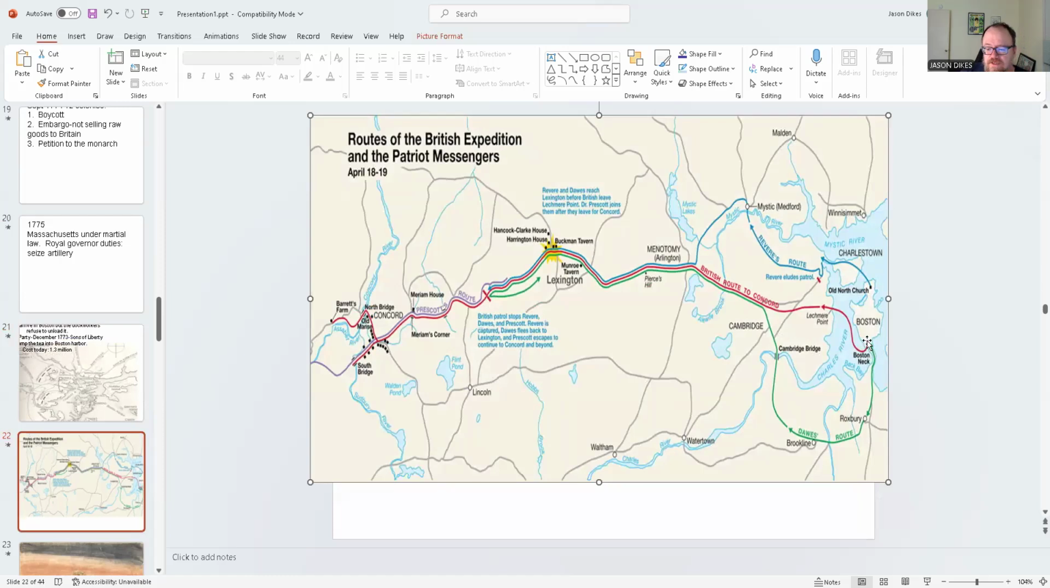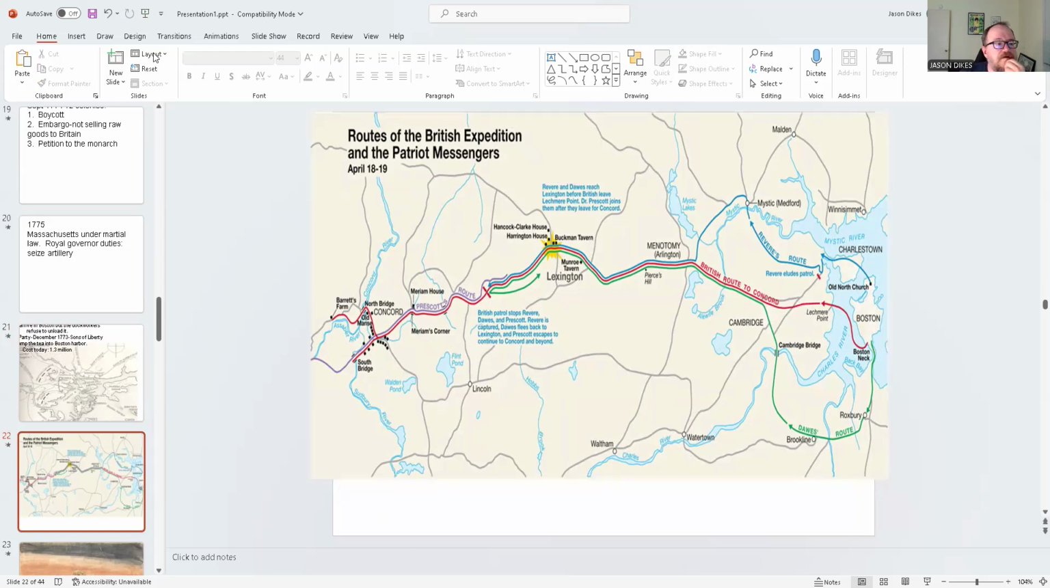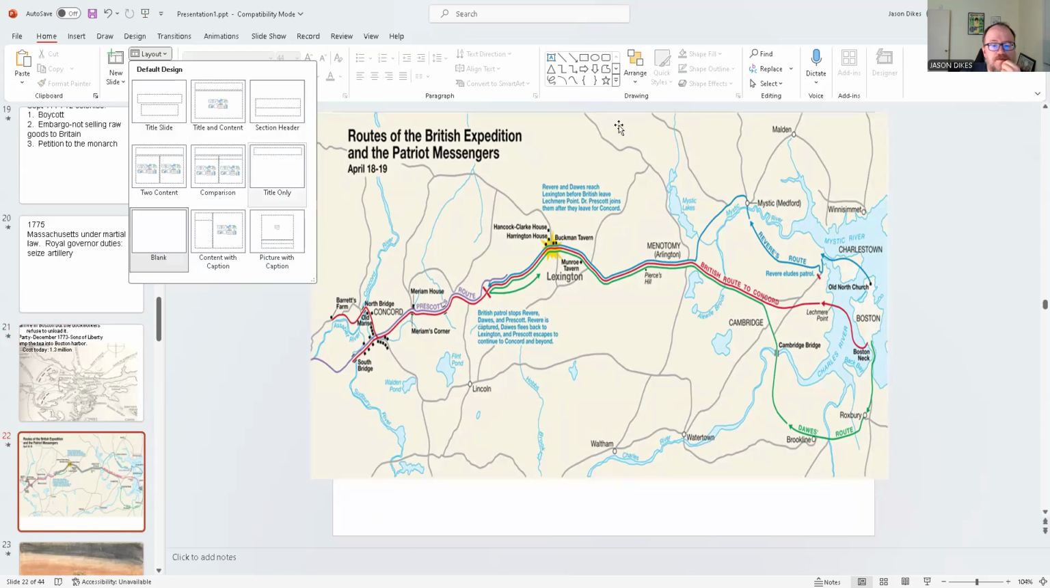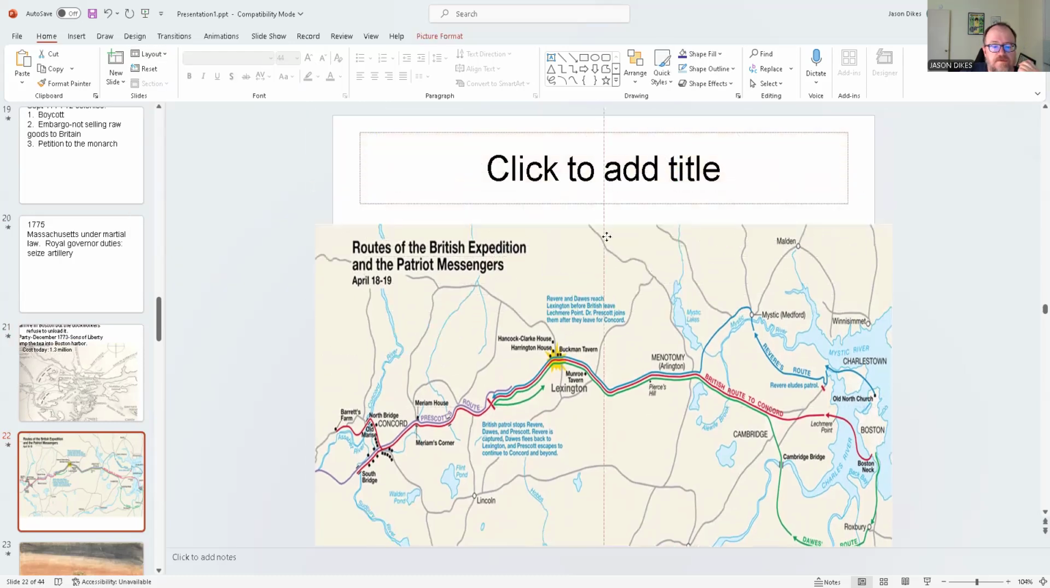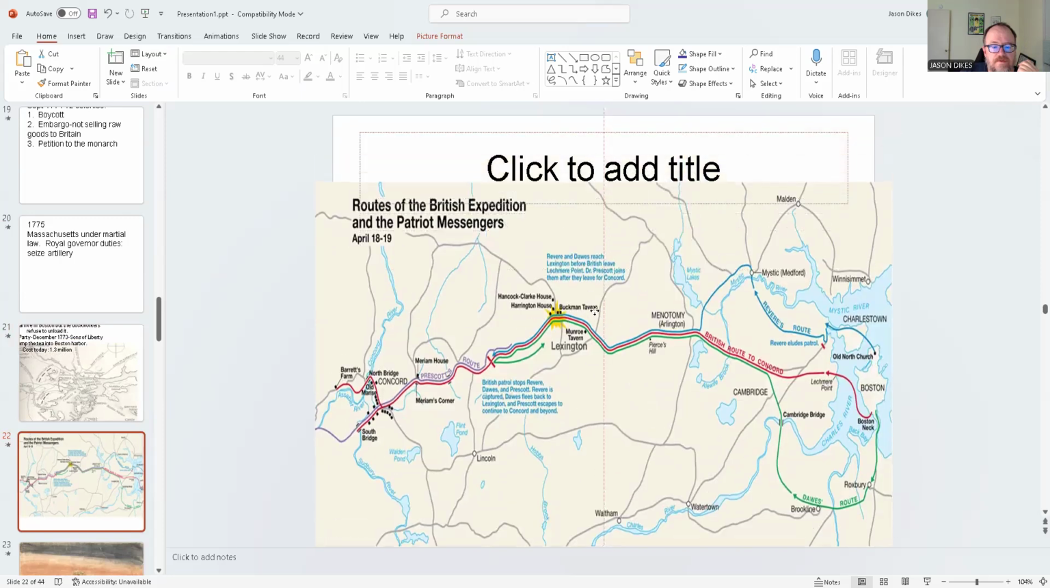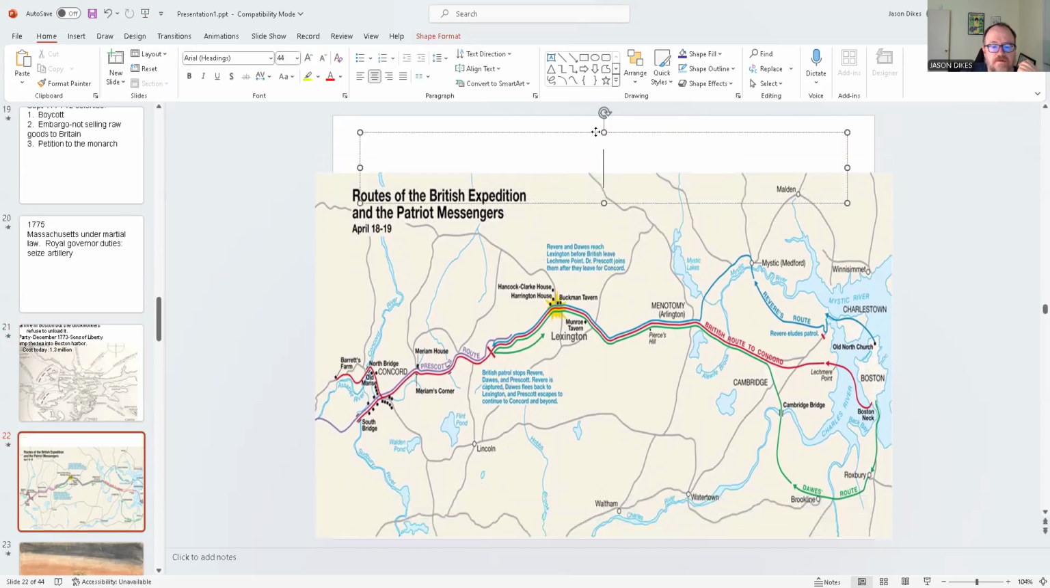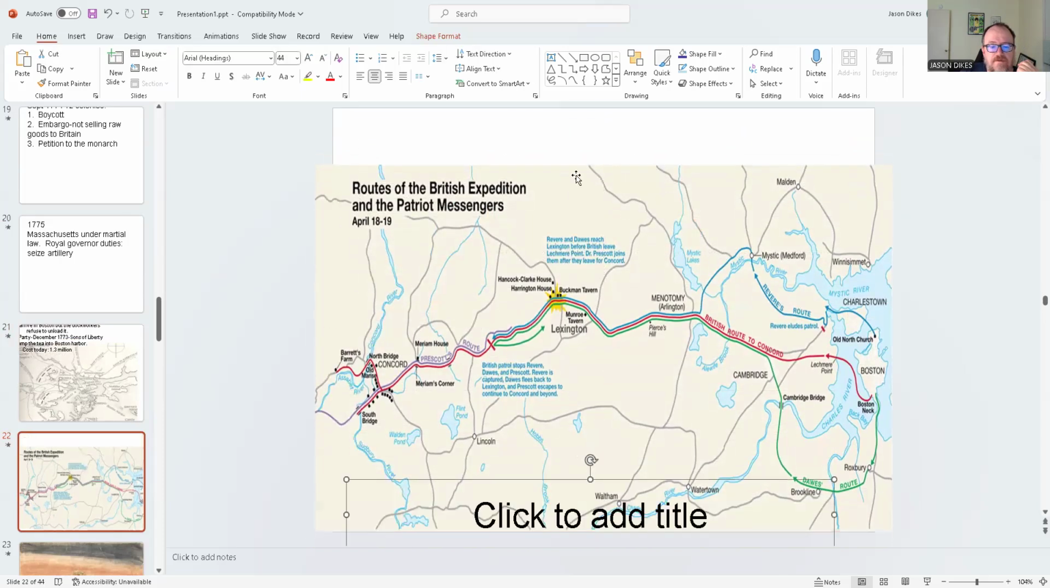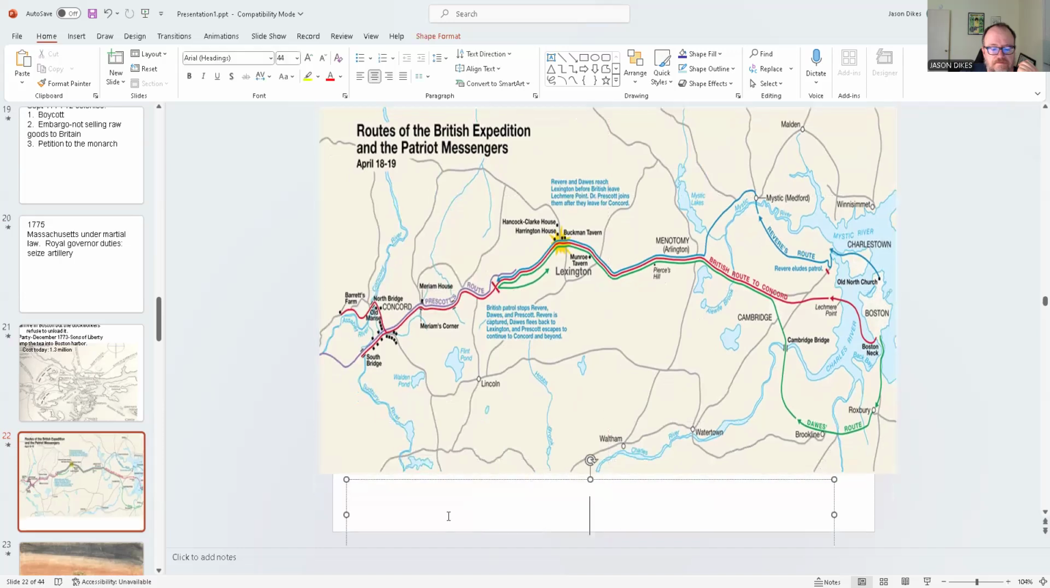Now, you see British troops do leave Boston. Okay. So this is April 18th, 1775. Okay. So we see British troops leave Boston.